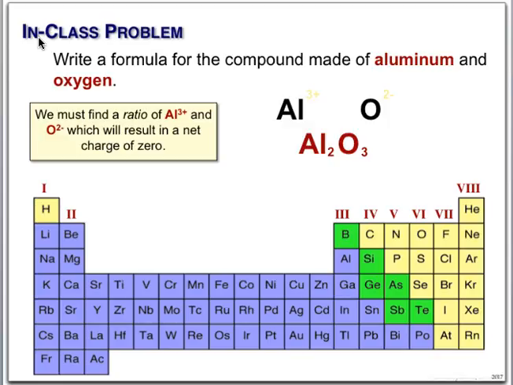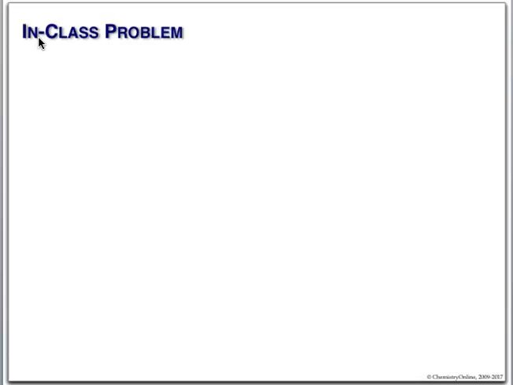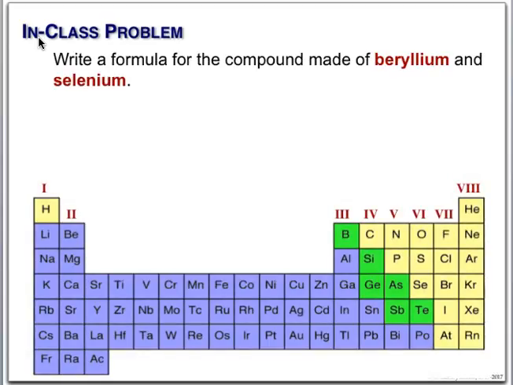Take the charge on the first one, put it as a subscript on the second. Charge on the second, put it as a subscript on the first. It always works. And once again, check yourself. We have aluminum, which is a +3. We have 2 of them. That's 6 positives. Oxygen is -2. We have 3. That's 6 negatives. Any questions?